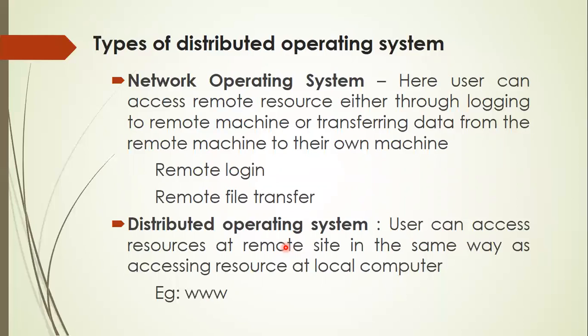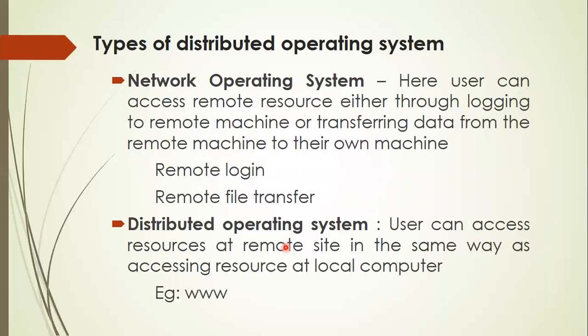The second one is the distributed operating system. In the case of a distributed operating system, the user can access the resources at a remote site in the same way as accessing the resources on your own computer. It doesn't make any difference whether the resource is available in your computer or in a remote place. Even the resources available in a remote place we can access in the same way as you access the resources on your own local computer.